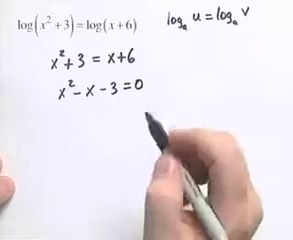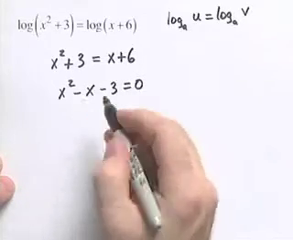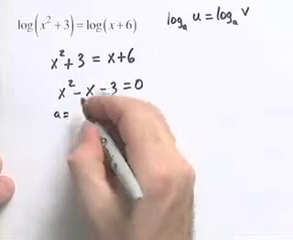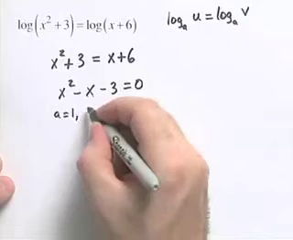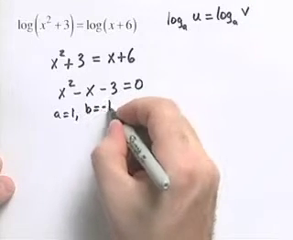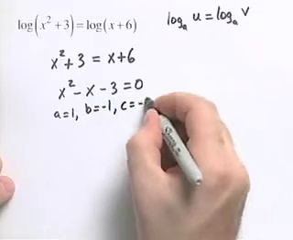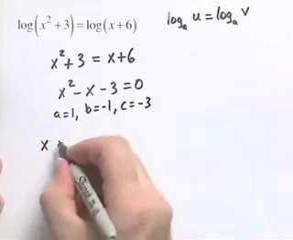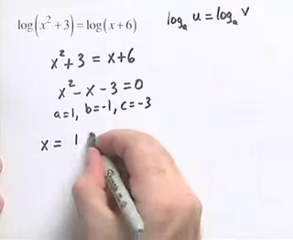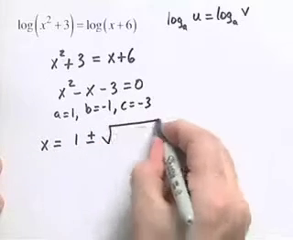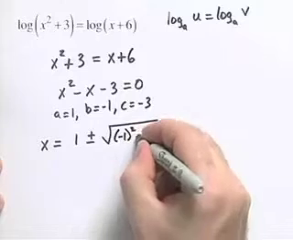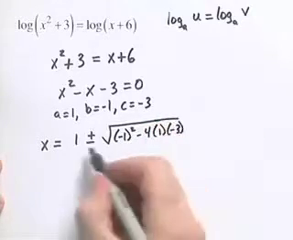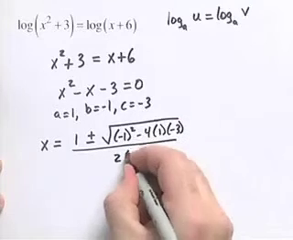We want to solve this equation by factoring, if possible. We look at this, it doesn't appear that factoring will work, so we can use the quadratic formula. A equals 1, b equals -1, and c equals -3. If we plug these values into the quadratic formula, we get x is equal to 1 plus or minus the square root of -1 squared minus 4 times 1 times -3, all divided by 2 times 1.